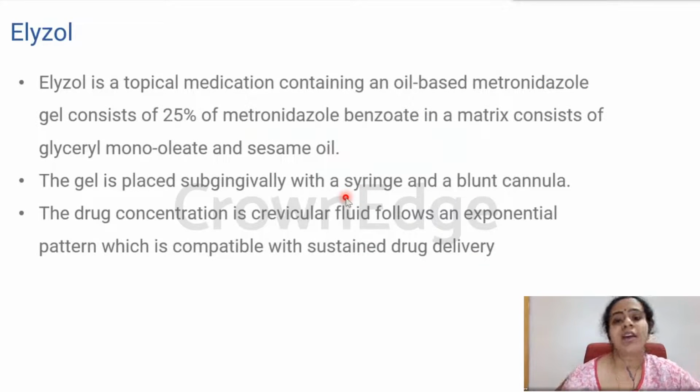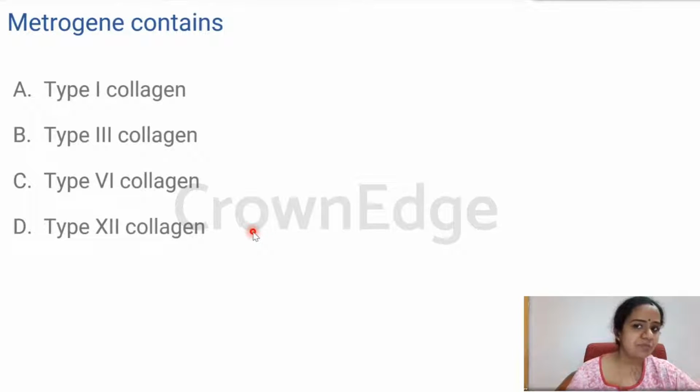It's an oil-based gel consisting of 25% metronidazole in a matrix of glycerol monooleate and sesame oil. It is placed subgingivally with a syringe only. And remember the concentrations: 2% minocycline, 10% doxycycline, 25% metronidazole, and 25 mg of tetracycline for your Actisite fibers. Remember the concentrations, the drug names, the brand names that are being used, and the generic name of the drug used in each agent.